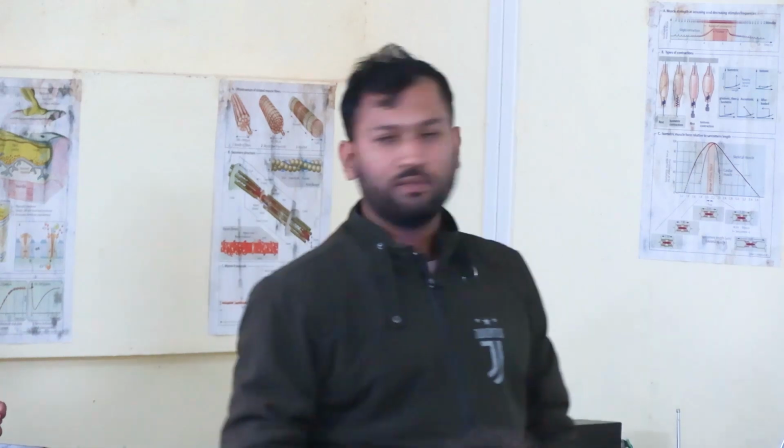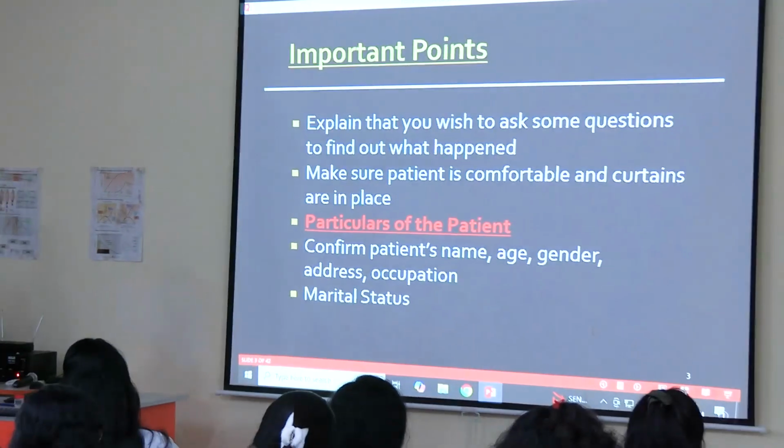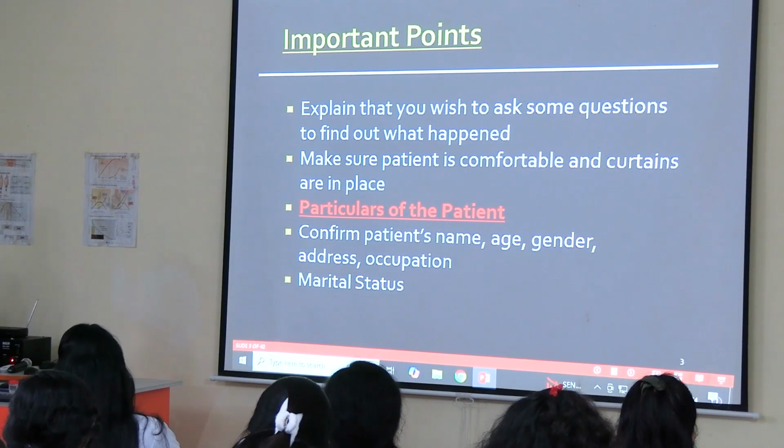So by this you can know that the patient has this occupation. So this person may be suffering from anxiety or any other disease. Then you will ask about the marital status. The marital status is important because in married persons there may be more prevalence of some sexually transmitted infections or sexually transmitted diseases. So you can guess that by his marital status.